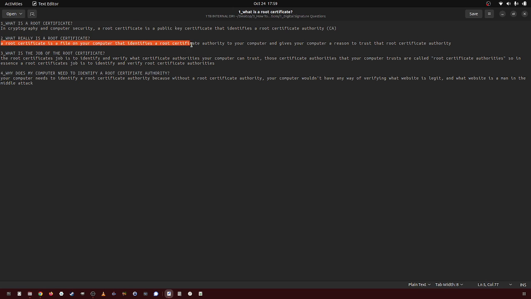A root certificate is a file on your computer that identifies a root certificate authority to your computer and gives that computer a reason to trust that root certificate authority. That's all it is. A root certificate.